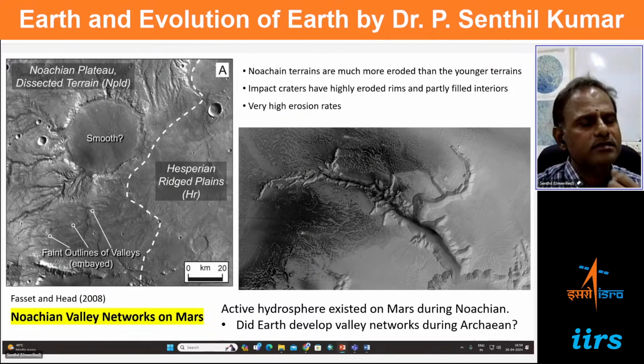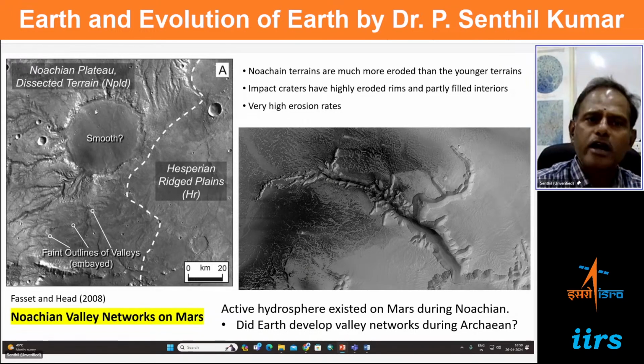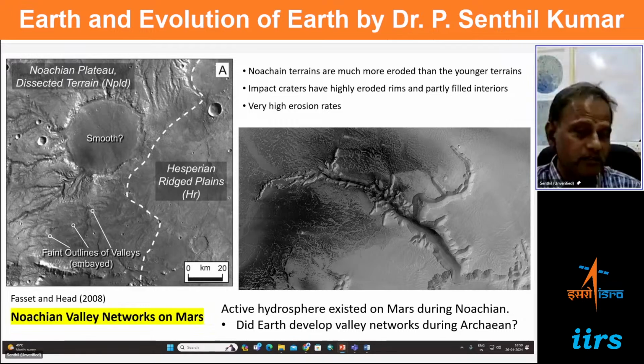Look at Mars. At about the same time, Mars also had liquid water on the surface of the planet. And it also flowed like rivers. You can see the river flows to the impact crater and fills it, like a lake system. So this happened around the same time on Mars. The same thing happened on Earth also.